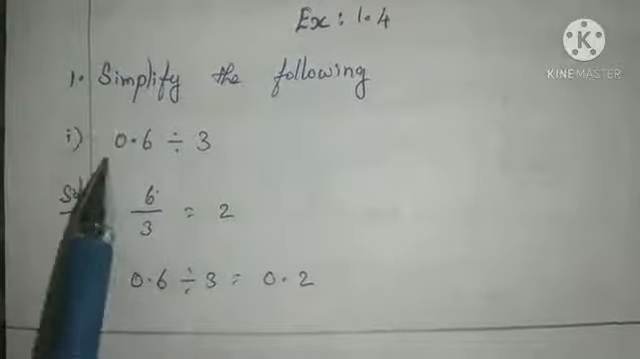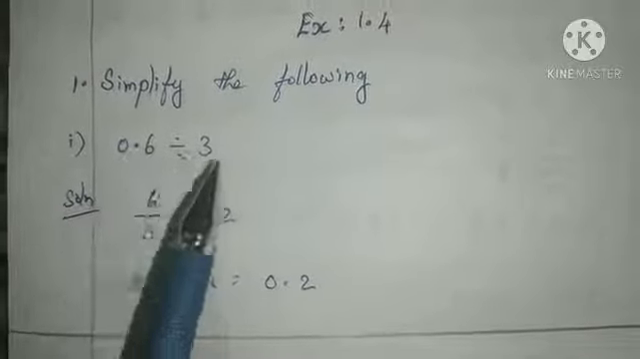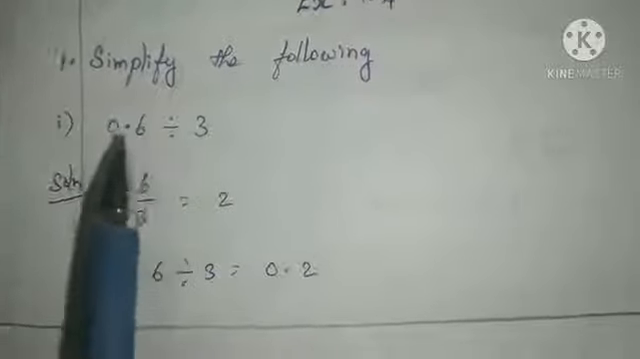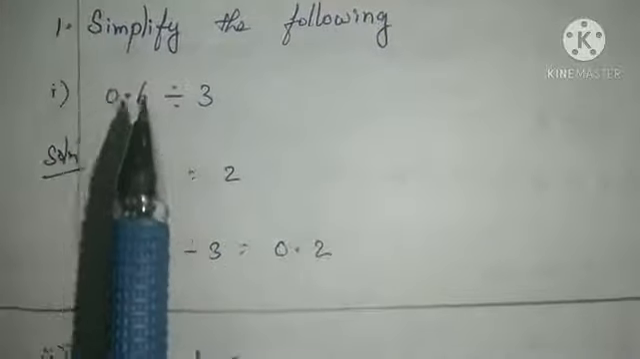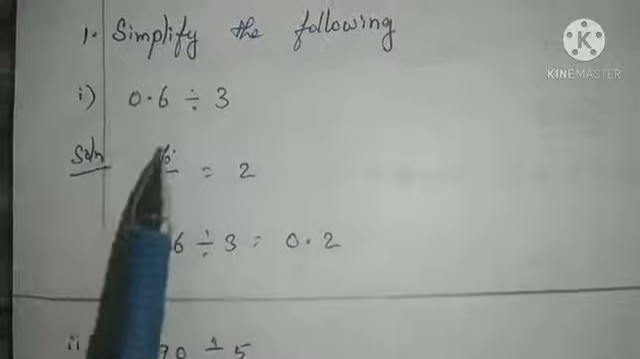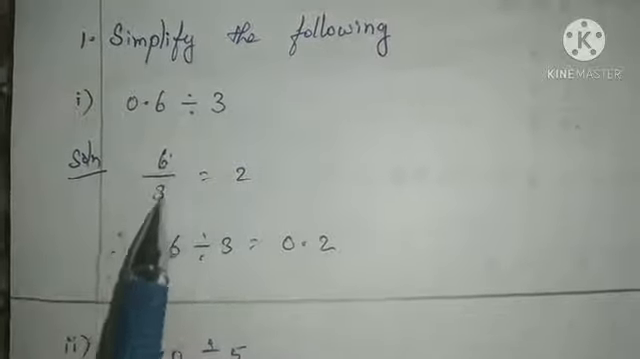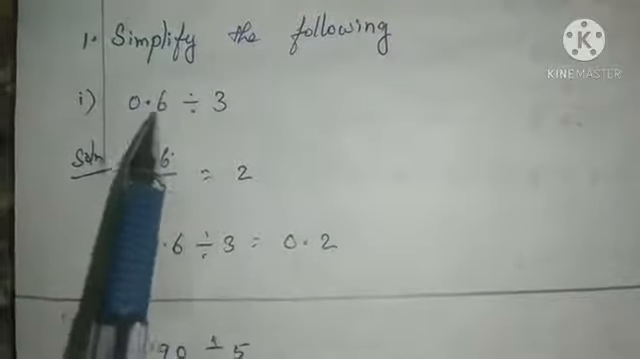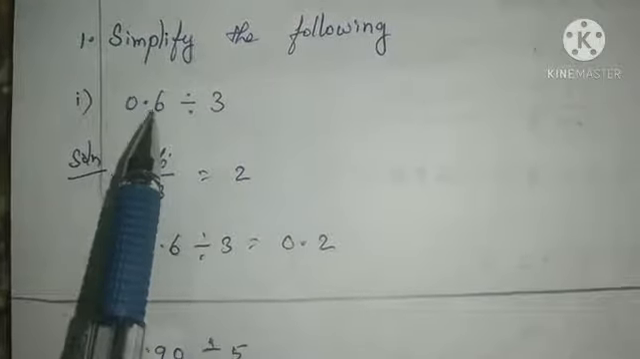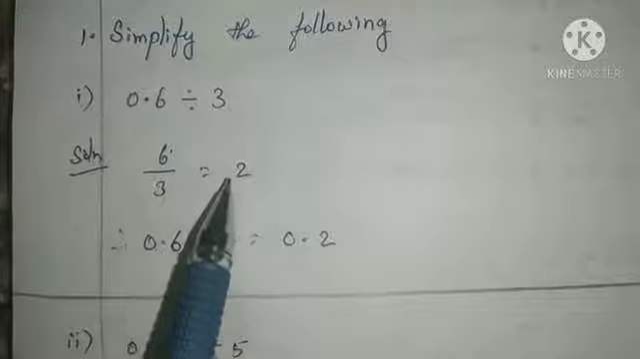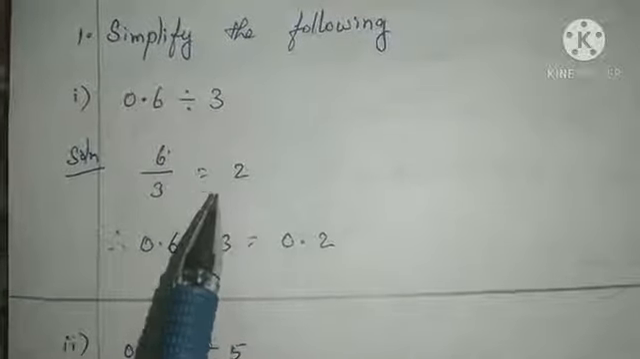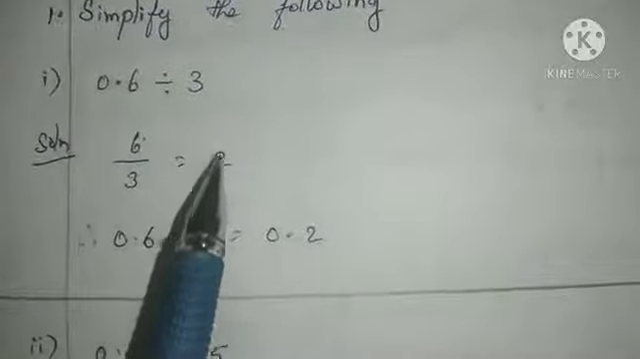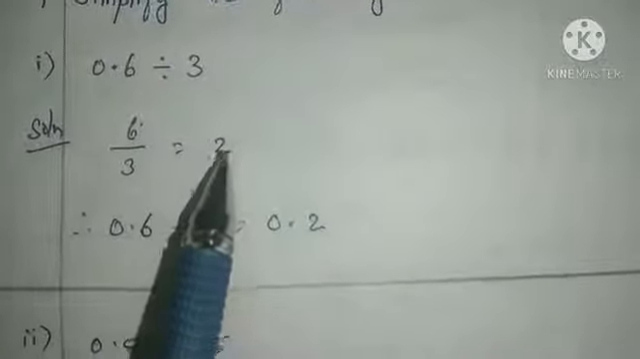First sum is a decimal number divided by a whole number, that is 0.6 divided by 3. Like multiplication, division also, first you have to divide the given number, 6 divided by 3. We get the quotient as 2. In the dividend, we have 1 decimal place. So, in the quotient also, you have to put 1 decimal place. For that, you have to move the point 1 place to your left hand side.